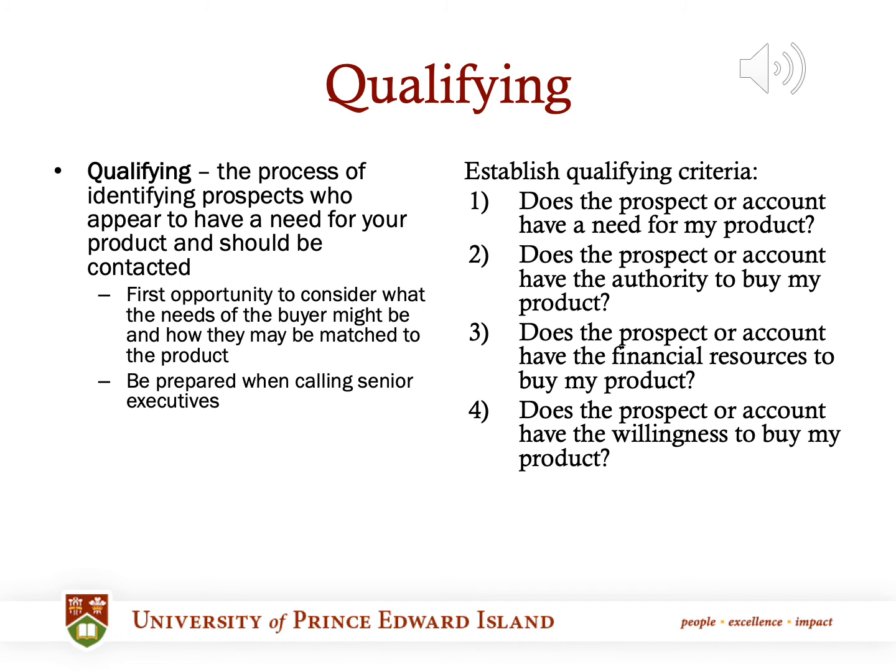And so qualifying is a really important step. To establish your qualifying criteria, you want to know, does the prospect or account have a need for my product? Is this somebody who actually needs what I have to offer? Does the prospect or account have the authority to buy my product? Am I talking to the right person? Is this the person who ultimately is going to make the decision about whether to buy or not to buy? Or is that somebody else in the organization or even in the family unit?